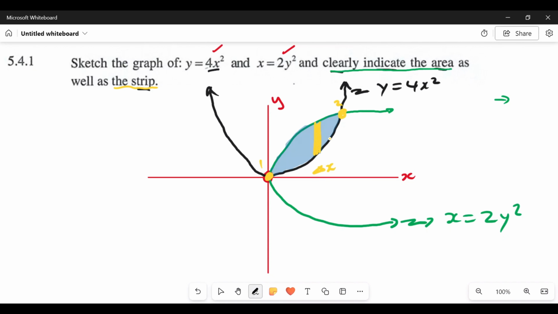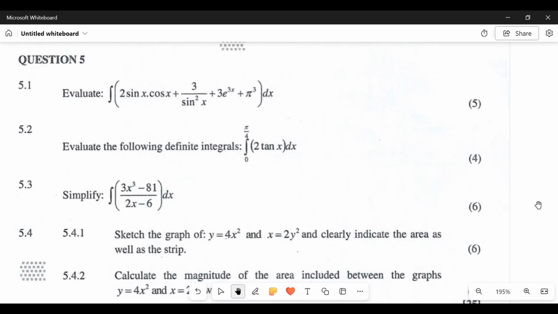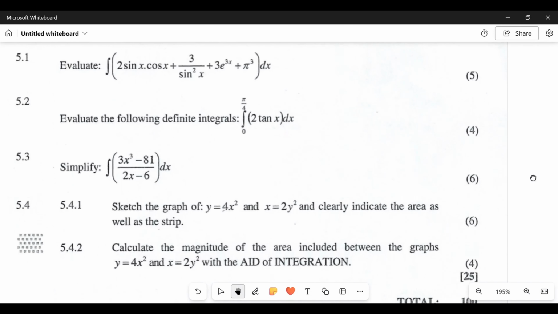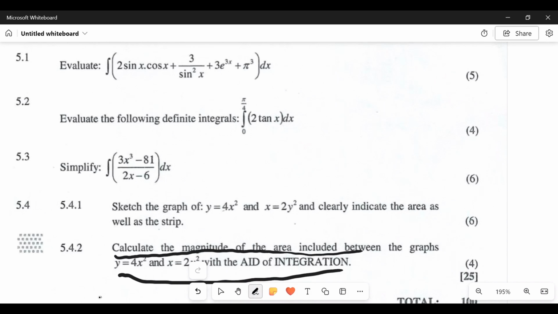Now that we are done with 5.4.1, how about we do 5.4.2, which is a continuation of this. So we're going to use the very same graph to do the next question. All right, we are done with 5.4.1. How about we do 5.4.2, which is this question underneath here. And it's the last question, guys. So I'm going to copy this question here and paste it where there's space. And then let's solve it.